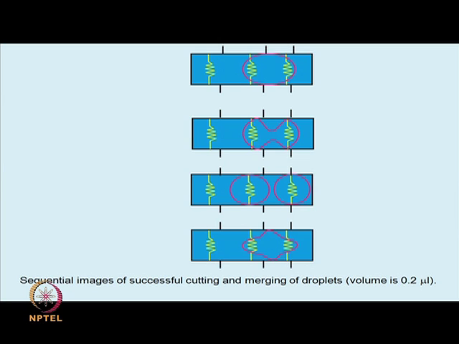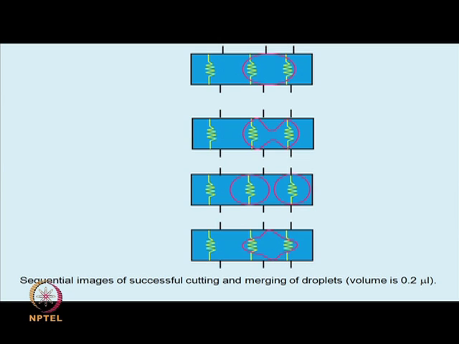Some liquid will move towards 2 and some will move towards 3, and you get 2 droplets. Both the droplets are now on 2 and 3, however, overlapping with part of 1. So, from 1 droplet you have created 2 droplets.